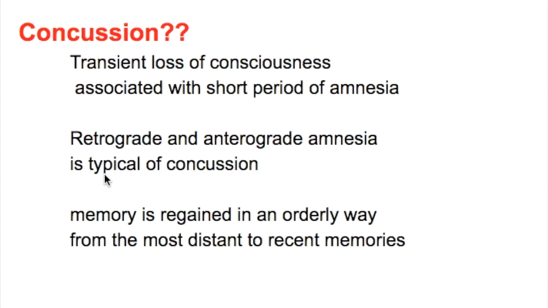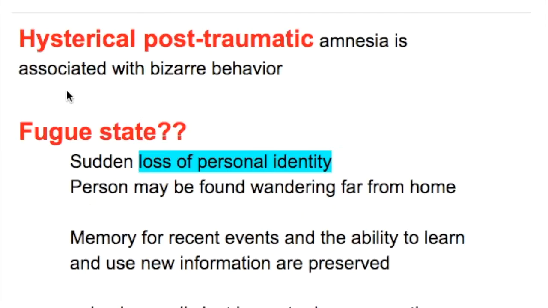How is concussion related to amnesia? There is transient loss of consciousness associated with a short period of amnesia in concussion. Retrograde and anterograde amnesia is typical of concussion, and memory is regained in an orderly way from most distant to recent memories. And what about hysterical post-traumatic amnesia?